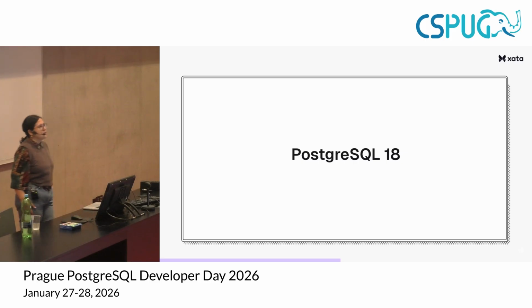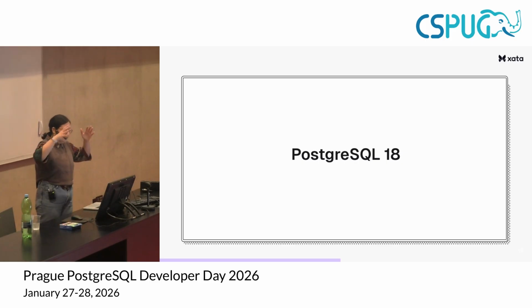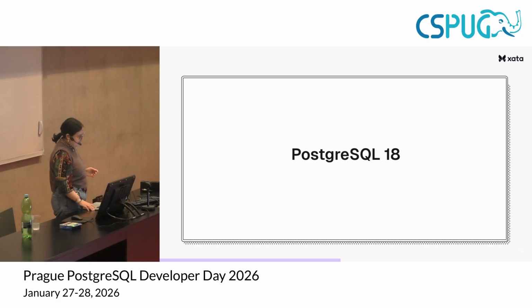Okay, so far what we covered. We talked about catalogs, and we've seen some simple queries, table constraints, column constraints, constraint triggers, and the last, we finished with the domains. From now on, we will talk about what happened in Postgres 18.